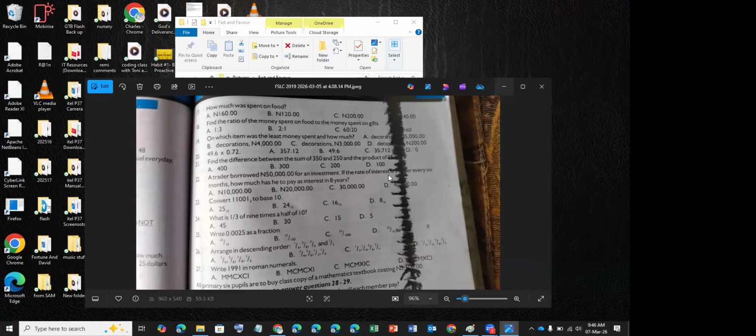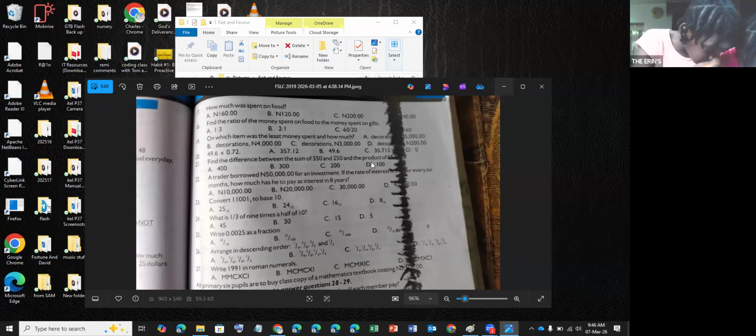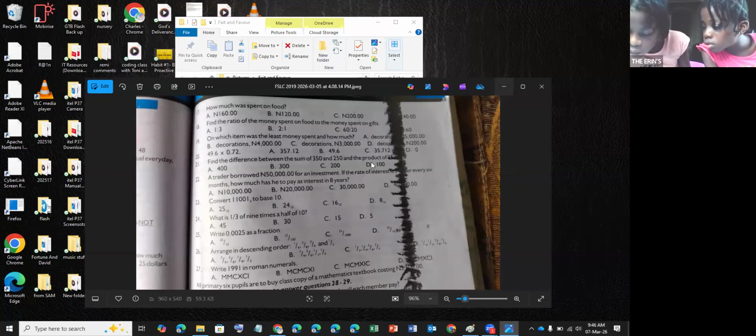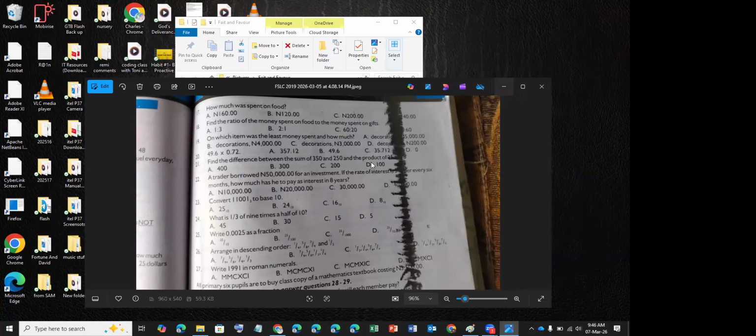Number 21. Find the difference between the sum of 350 and 250 and the product of 25 and 8. The number there is not clear. Which page is it? 111. It's the same page we are on now. Number 21 says: find the difference between the sum of 350 and 250 and the product of 25 and 8. So Faith, how would you have done that question?